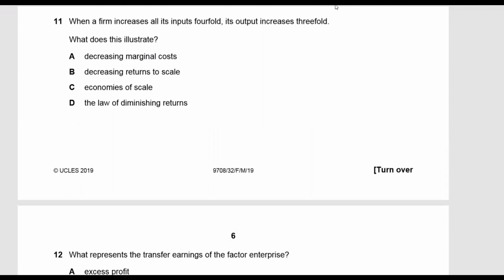When a firm increases all its inputs fourfold, its output increases threefold. What does this mean? You can translate this statement like this. If firm increases inputs 4 times, its output increases by 3 times. It means output is increasing but lesser than the increase in input. It happens in case of decreasing returns to scale. Like if we increase input, output will increase but with lesser than increase in input. For example, if we increase 100% input and output increases by less than 100%, then it will be decreasing or diminishing returns to scale.